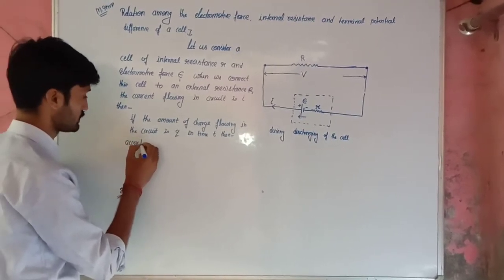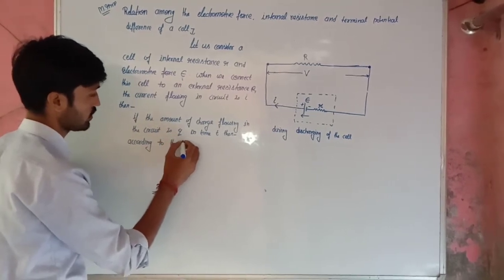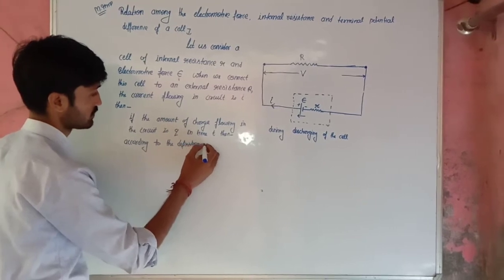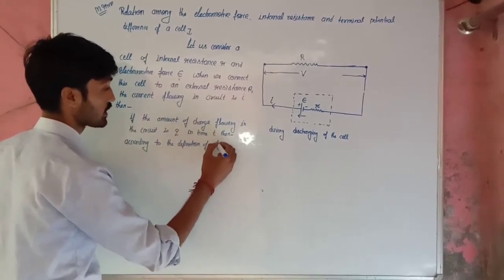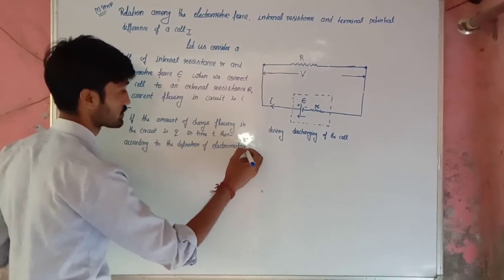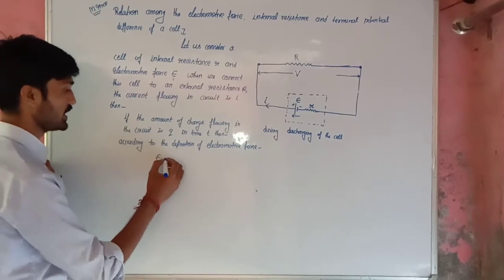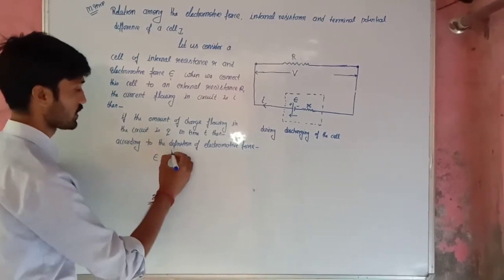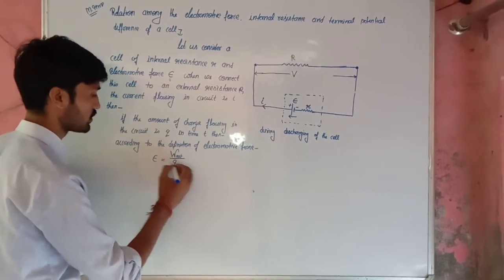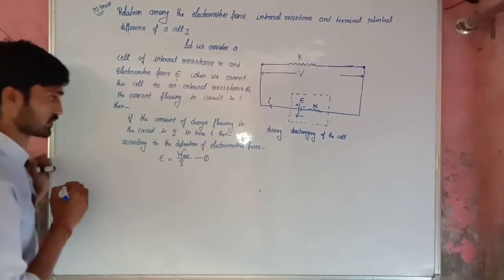according to the definition of electromotive force, electromotive force equals W net divided by Q. This is equation number one.